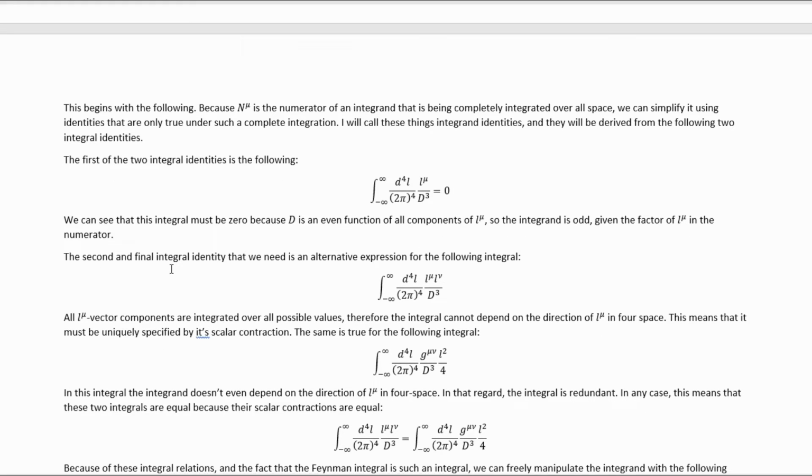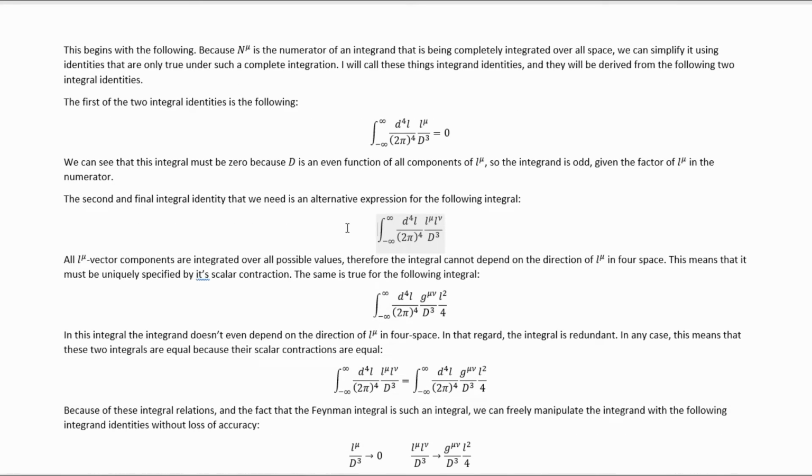The second and final integral identity that we need is an alternative expression for this integral here. Well, specifically the integral identity is this set equal to the alternative expression, but you get what I mean. All L mu vector components are integrated over all possible values, therefore the integral cannot depend on the direction of L mu in 4 space. This means that it must be uniquely specified by its scalar contraction.